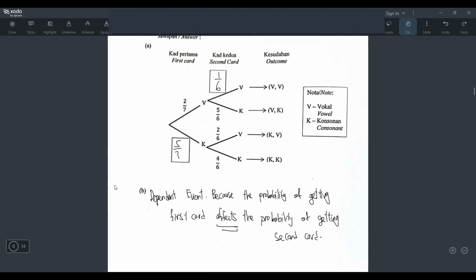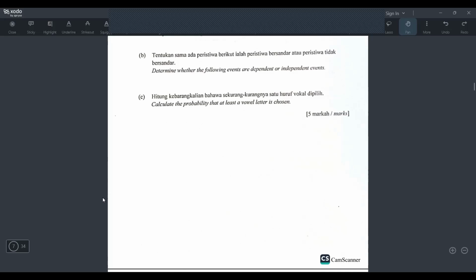So independent, let's mention it one more time. If independent, it does not affect; if dependent, it affects. This one is dependent because this probability will change, because you never put it back, without replacement. Kalau with replacement baru independent. Okay, hope you understand.